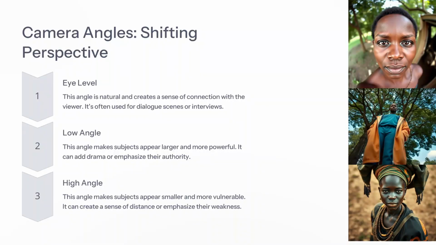Then we have the low angle. The low angle makes subjects appear larger and more powerful. It can add drama or emphasize their authority. So if, for example, you are shooting a film or a music video and someone is a bad guy and you want to portray their strength and their authority, use a low angle when you're picturing them. Then we have a high angle. A high angle makes subjects appear smaller and more vulnerable. It can create a sense of distance or emphasize their weakness. So that's for the high angle.